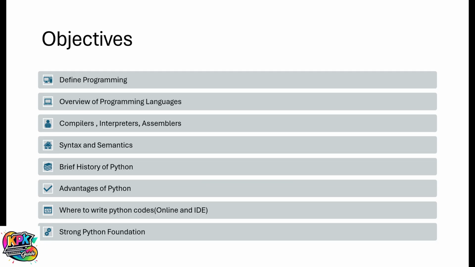Okay, so after this particular lecture, you should be able to define what programming is. We are going to look at an overview of programming languages and the types of programming languages that we have. We are going to look at compilers, interpreters, and assemblers. We are going to look at syntax and semantics. From there, we look at a brief history of Python, the advantages of Python, where to write Python codes online or via an IDE, and then at the end of this particular series, you should have a very strong Python foundation.